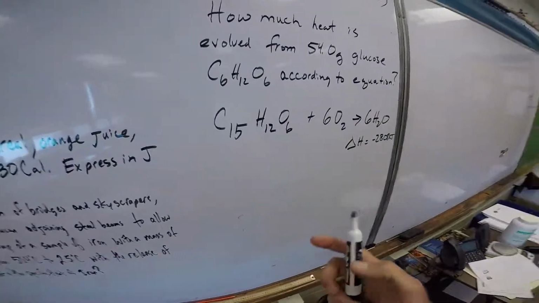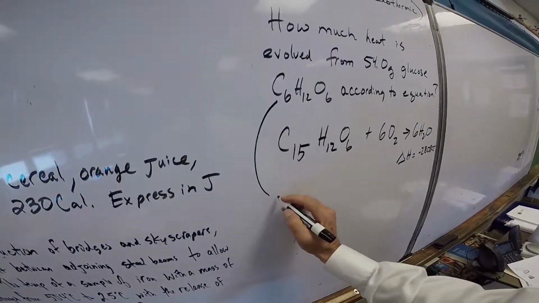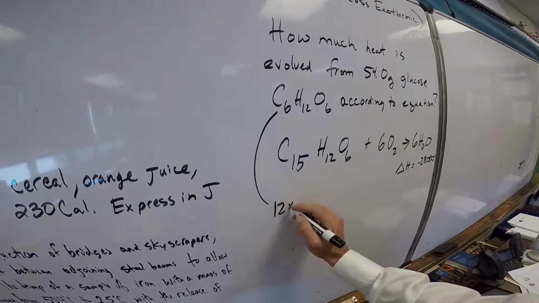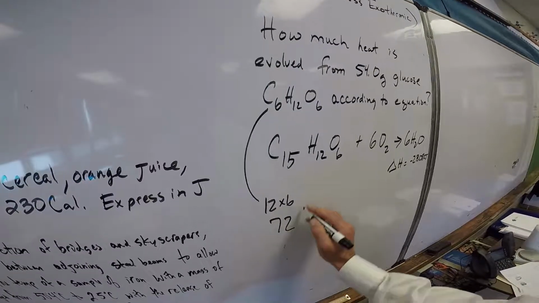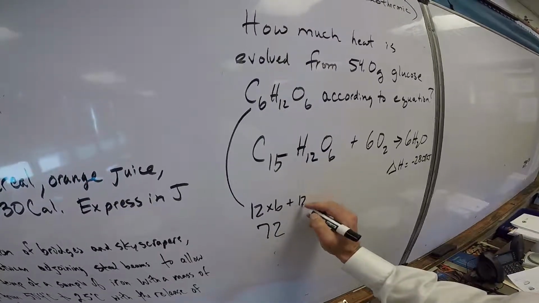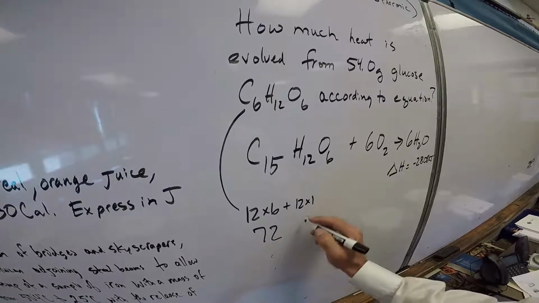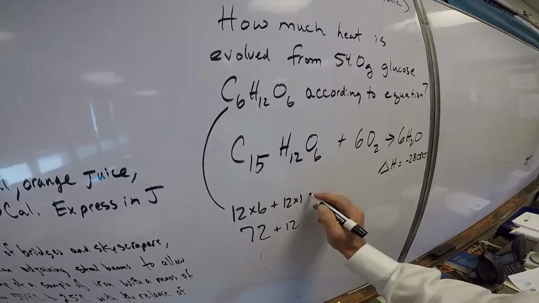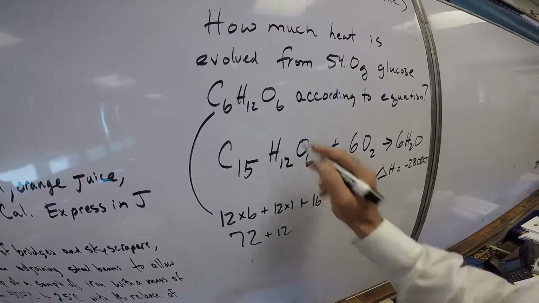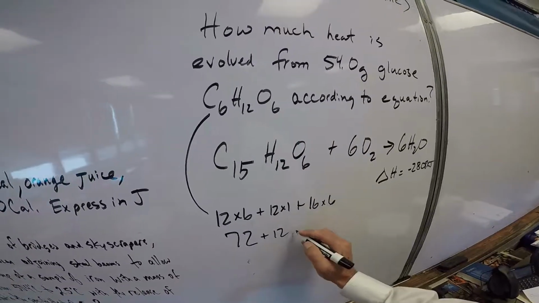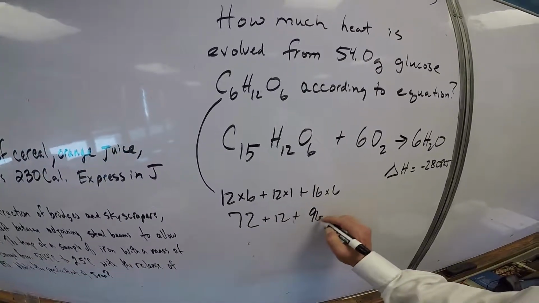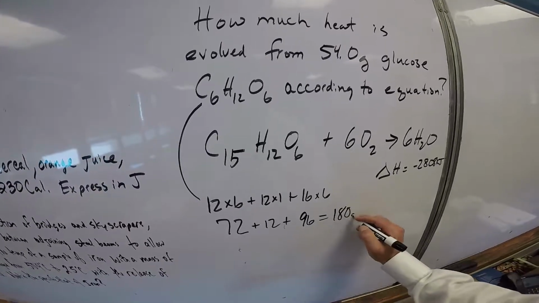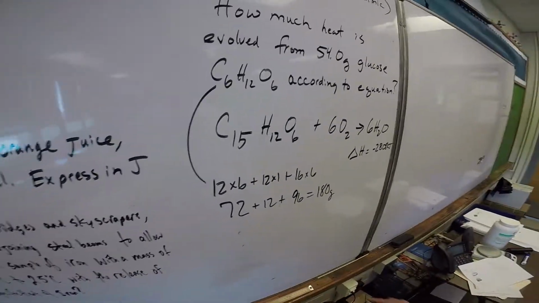So up here, the first thing we want to do is find the molar mass for glucose. On the periodic table the mass of carbon is 12, times 6, is 72. Then we have 12 hydrogens times 1, the mass of hydrogen is 1, so plus 12. And oxygen is 16, we have 6 of those. 16 times 6 is 96. Add that up, it equals 180 grams. So that's the molar mass for glucose.